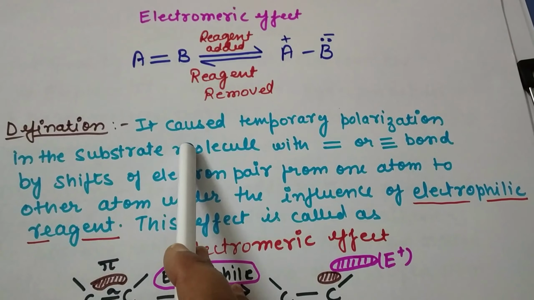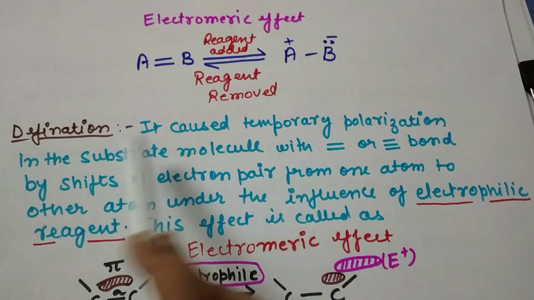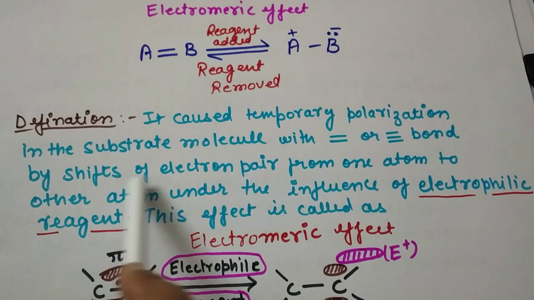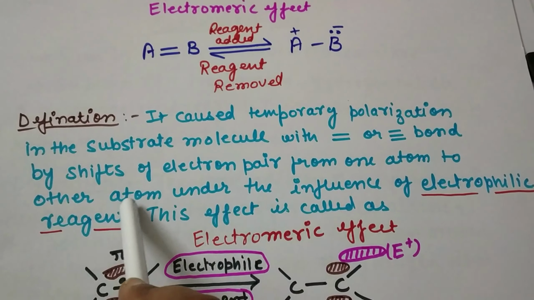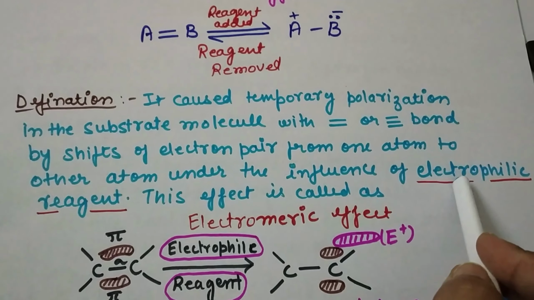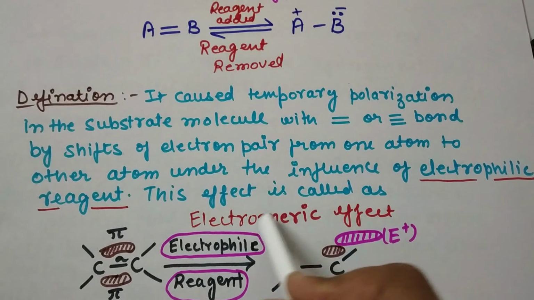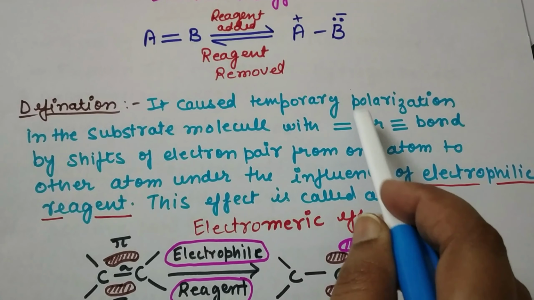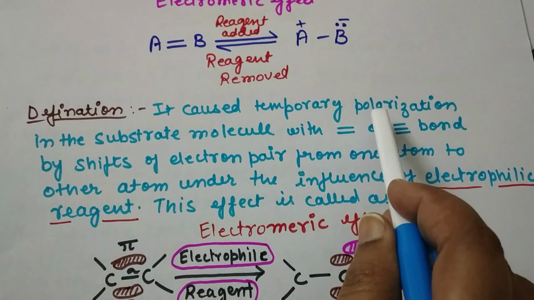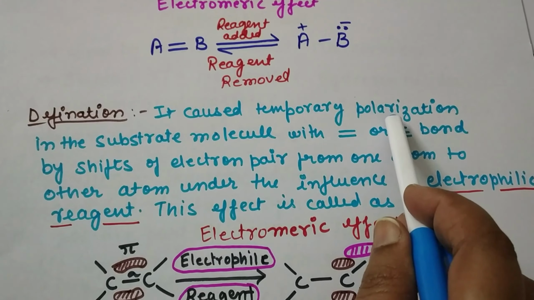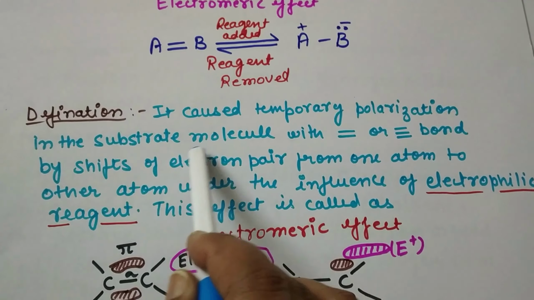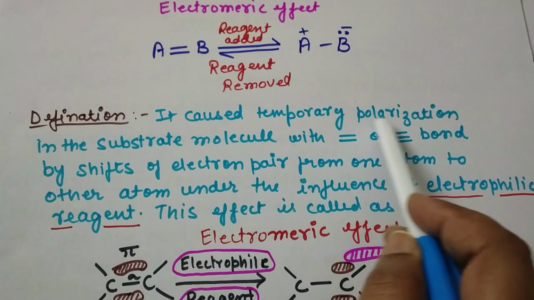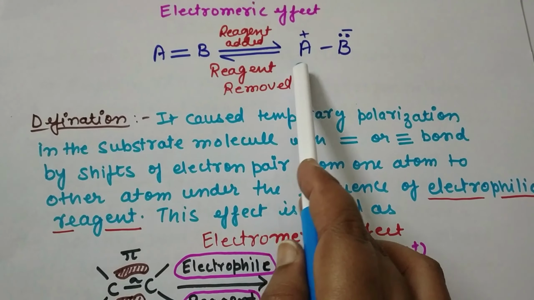So here you can see the definition. It causes the temporary polarization in the substrate molecule with a double or triple bond by the shifting of an electron pair from one atom to another under the influence of an electrophilic reagent. This effect is called the electromeric effect. Temporary polarization means the temporary induction of both positive and negative charge in a compound. So the substrate molecule having a double or triple bond will convert into the polarized molecule. Here you can see the example.